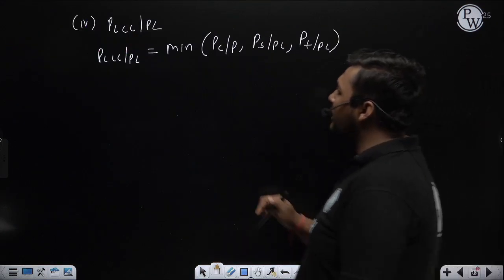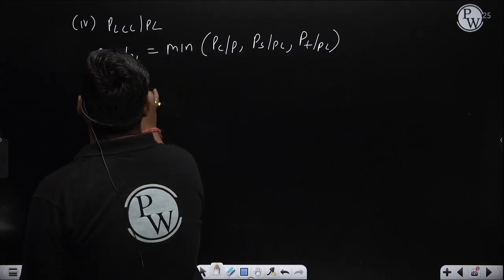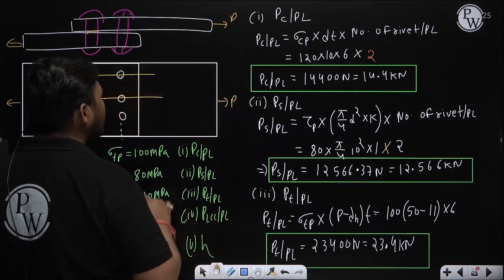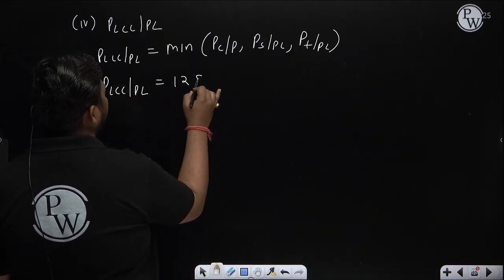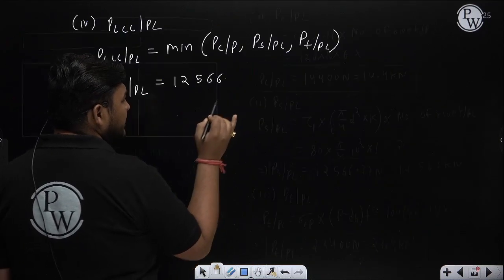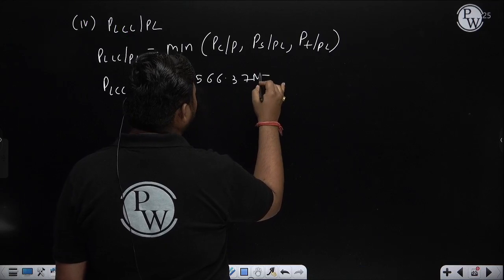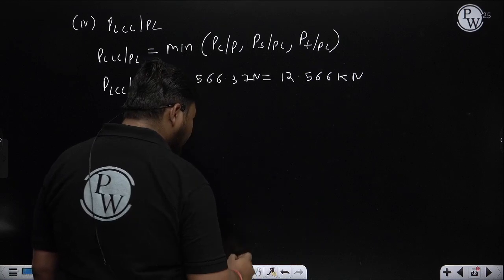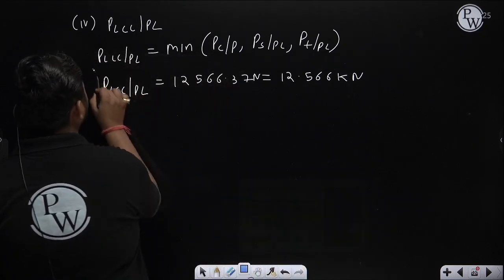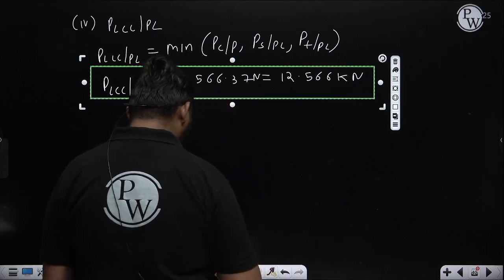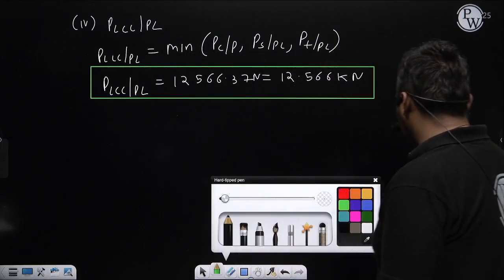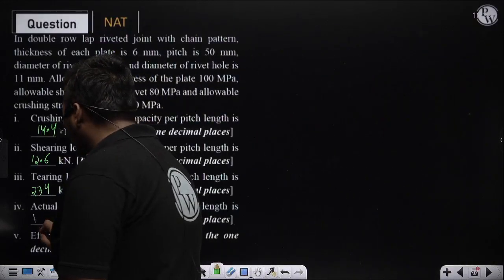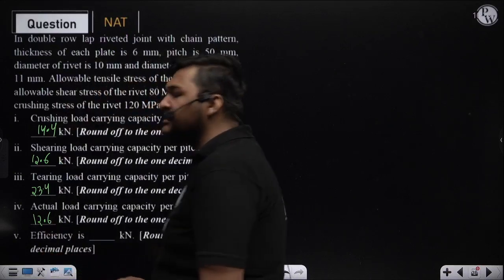So the overall minimum value out of these three values is 12566.37 newton. So can I say the actual load carrying capacity per pitch length will be 12566.37 newton, or in kilonewton it will be 12.566 kilonewton. So the actual load carrying capacity per pitch length is 12.566 kilonewton, or rounded up to one decimal place it will be 12.6 kilonewton.